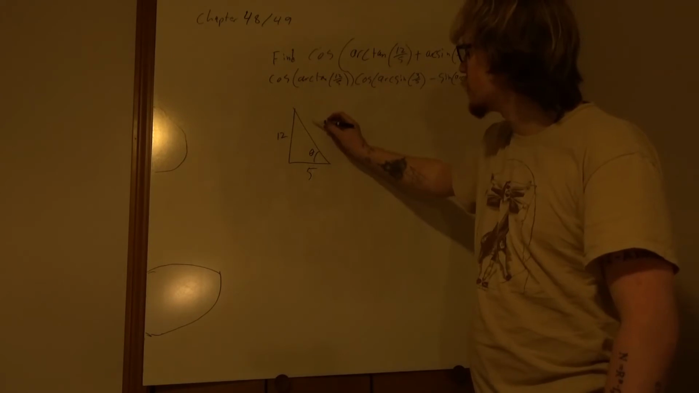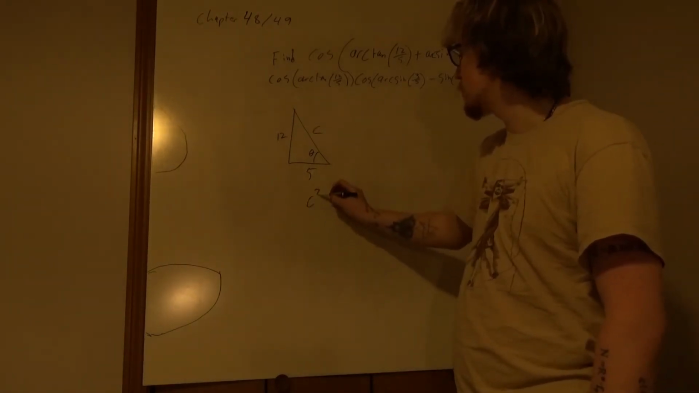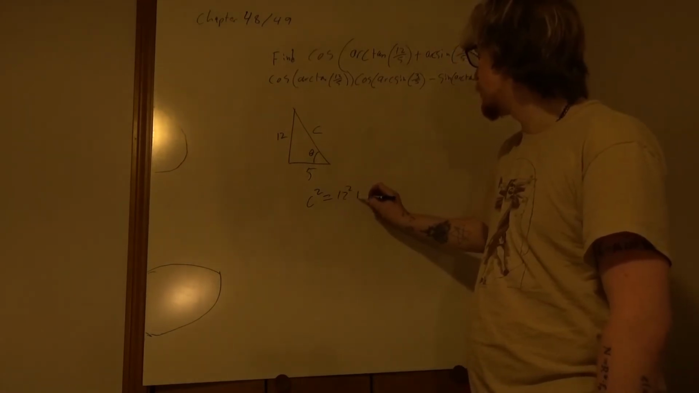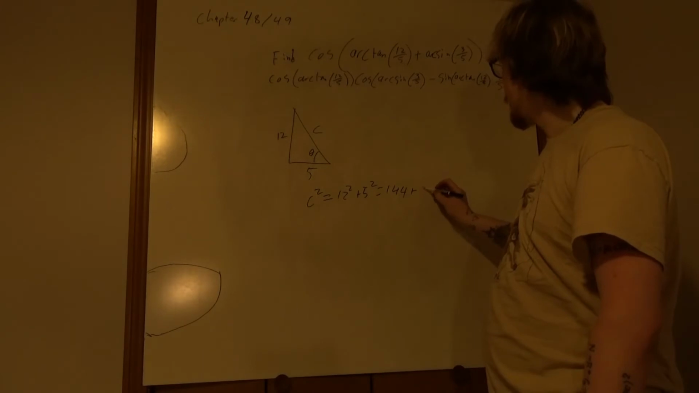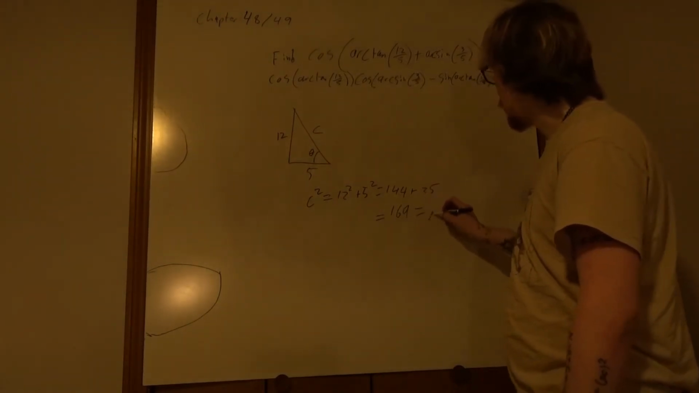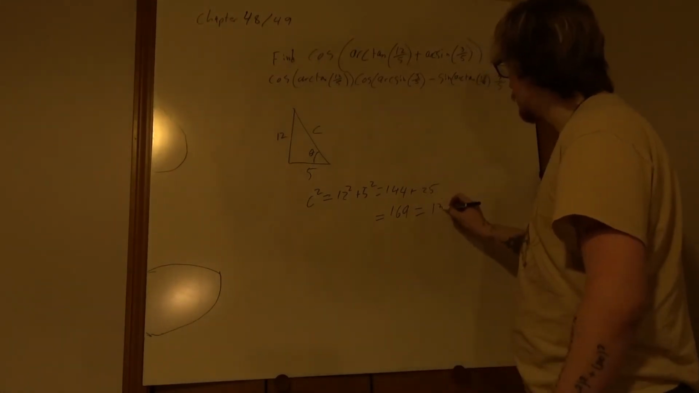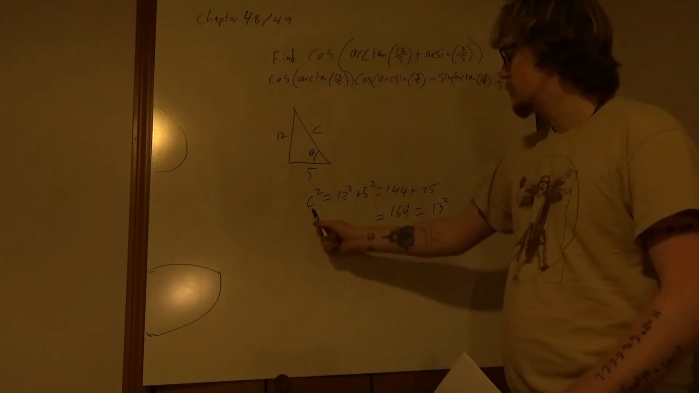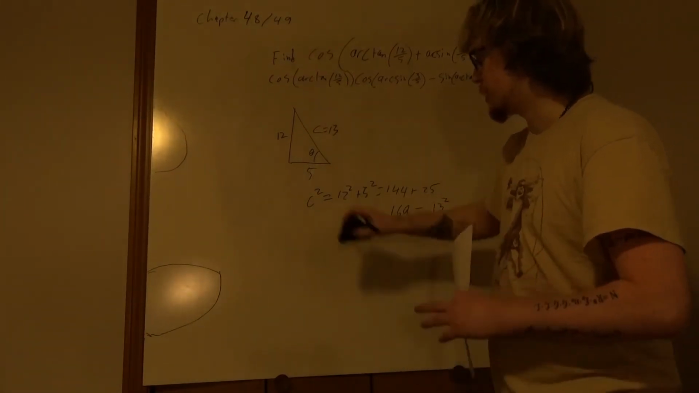We can then easily find what the hypotenuse is by doing, if we call this c, then c squared is equal to 12 squared plus 5 squared, which is 144 plus 25, which is 169, or, oh, sorry, not square root. This is 13 squared. So c squared is 13 squared, so c is 13.